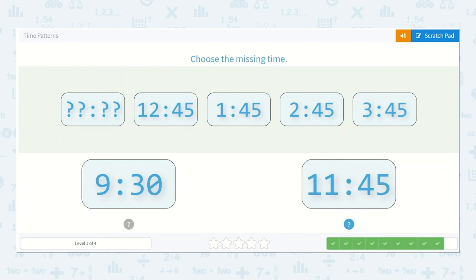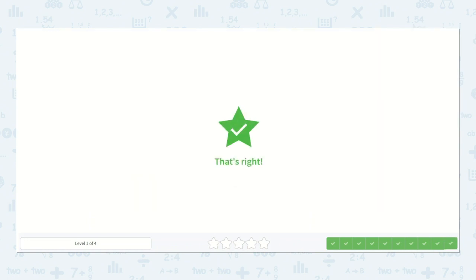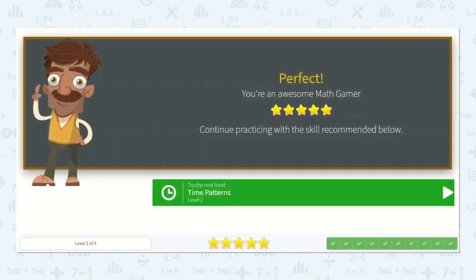Let's look at this one. We have the missing number then. 12:45, 1:45, 2:45, 3:45. Well, I can see we can count backwards. 3:45, 2:45, 1:45. We get to 12, 12:45. What would be 1 hour before 12? Yeah, 11:45. So we know it must be this option. Amazing job, friends.